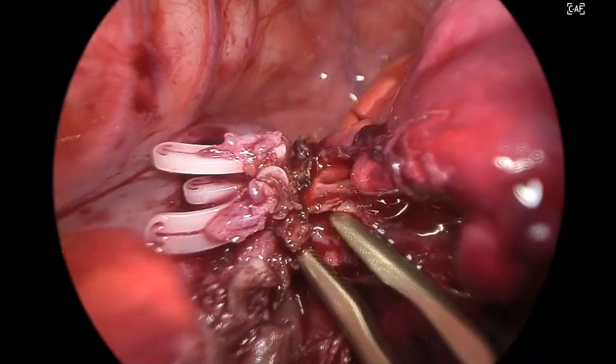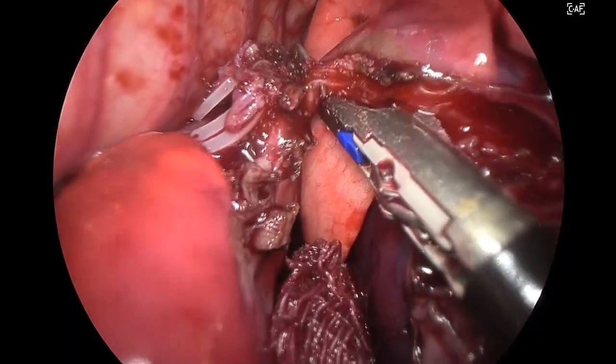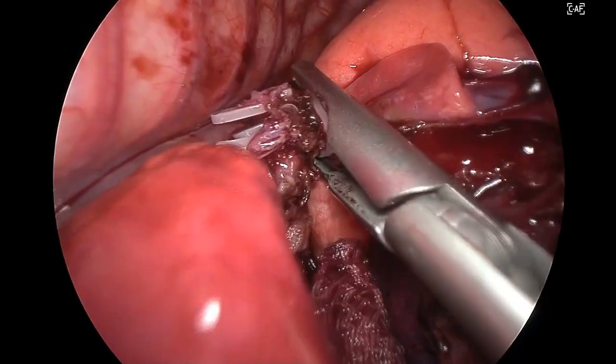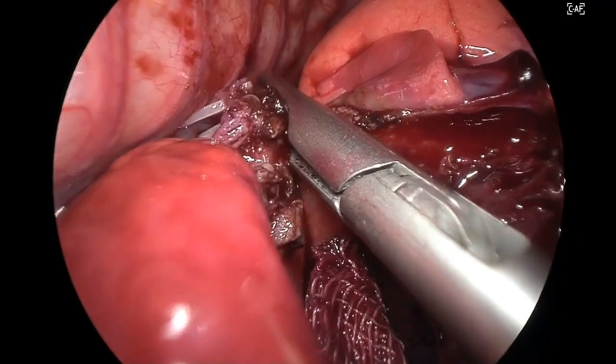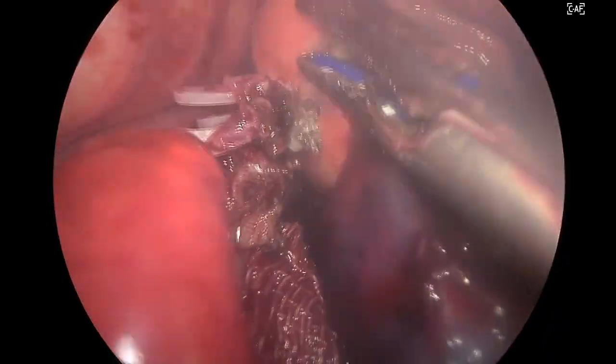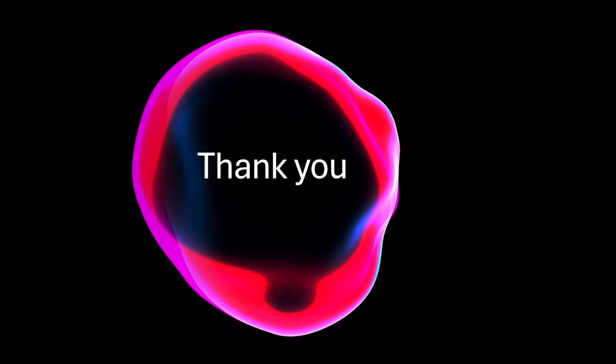Whatever remaining tissue is left, the strand is again sealed and divided. There was an artery, you can appreciate there was some pulsation in that, so that was a branch of the artery that was remaining, and again we put a hemolock and divided. Needless to say, we need to look for any air leak after that, and that was the X-ray. And thank you for your time.